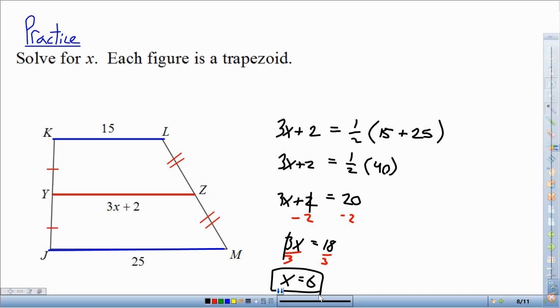Okay, cool guys. So that's the idea with the trapezoids. Nothing too crazy. Just remember to use your mid-segment formula when you get these weird values.